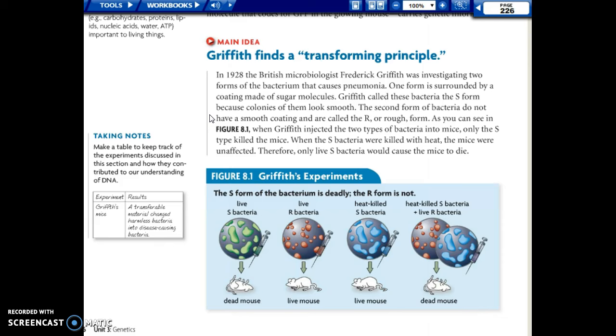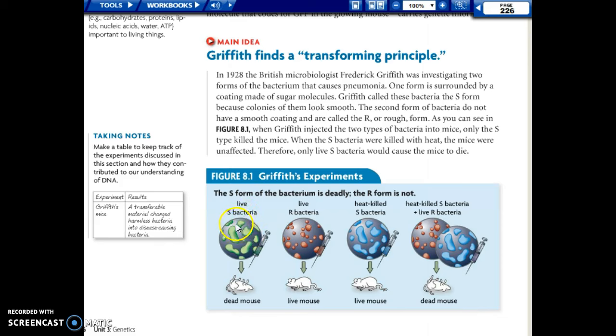As you can see in figure 8.1, when Griffith injected the 2 types of bacteria in the mice, only the S type killed the mice. When the S bacteria were killed with heat, the mice were unaffected. Therefore, only live S bacteria would cause the mice to die. So let's take a look at what he did here.